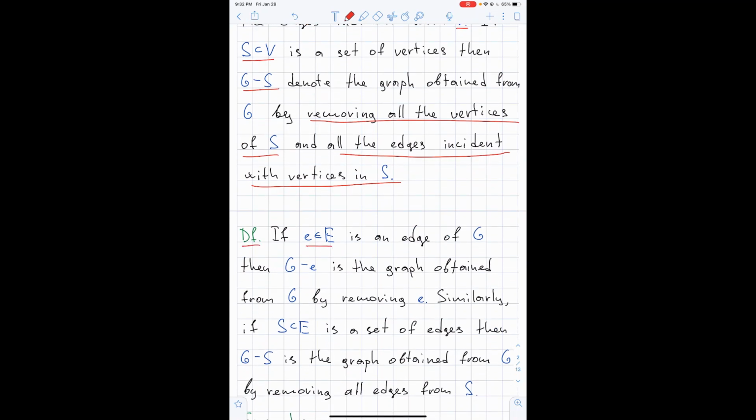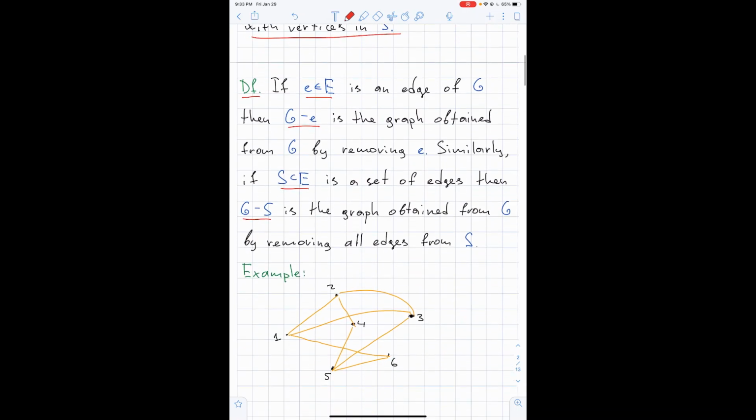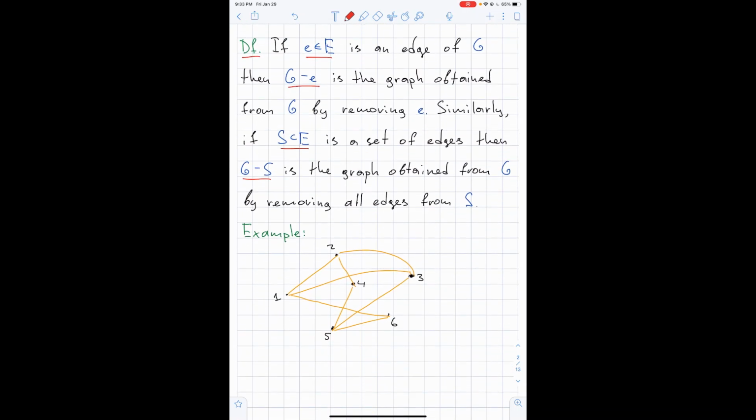And then we can also remove edges, and that's actually easier. So when we remove an edge, G minus e, we simply remove this particular edge e, and that's it. We don't have to worry about vertices or anything else. Similarly, if we have a set of edges S, then G minus S is the graph obtained from G by removing all the edges in S. So let's consider some simple examples here.